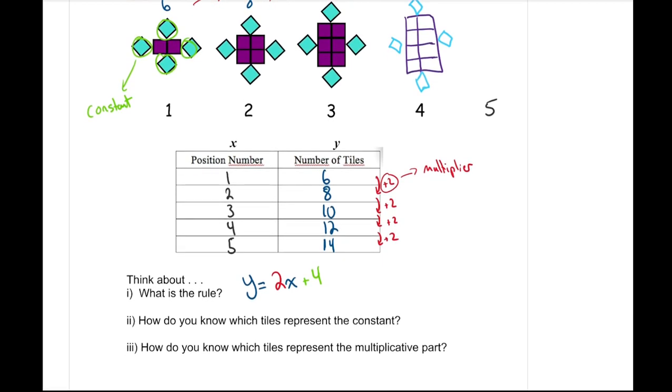Which tiles represent the constant? Well, the blue ones. And which ones represent the multiplicative part, or basically the multiplier? That would be the purple ones, or the purple tiles.